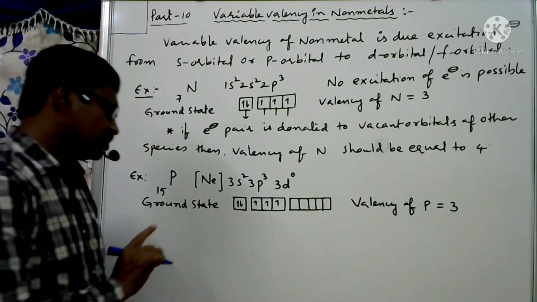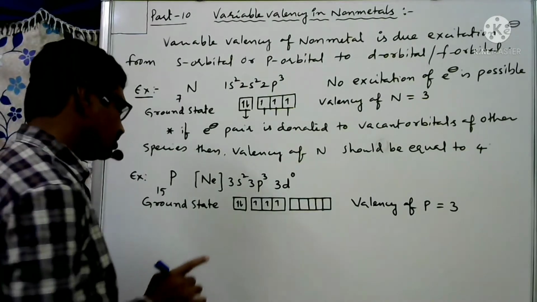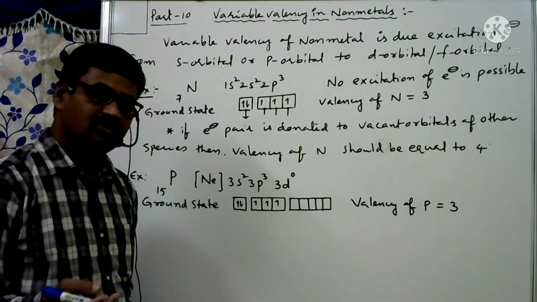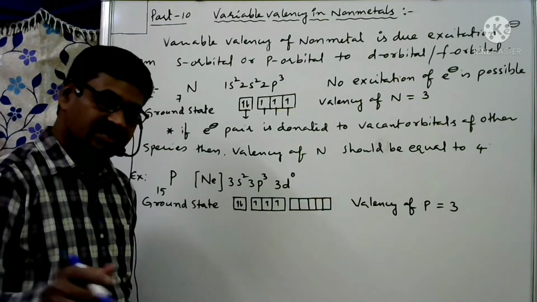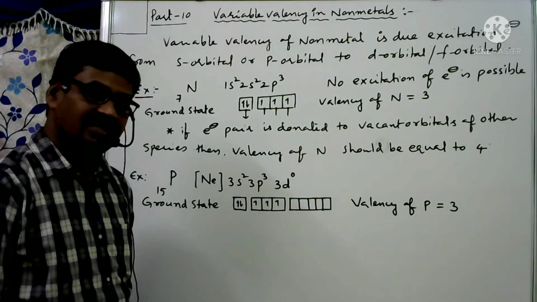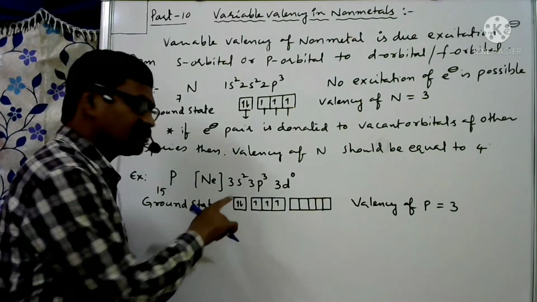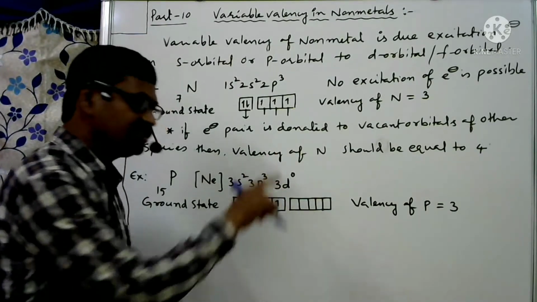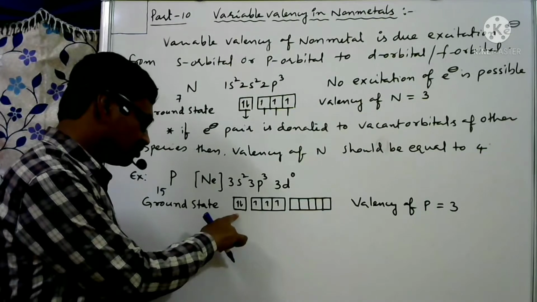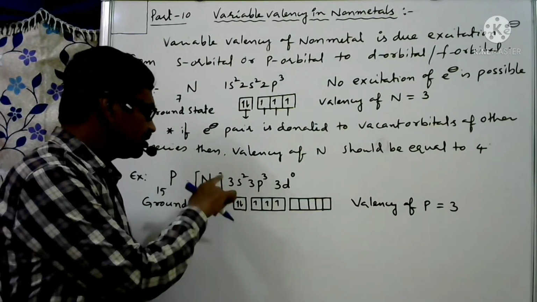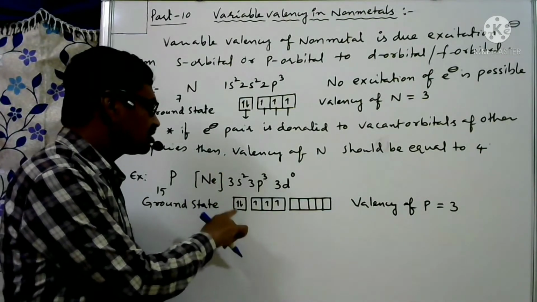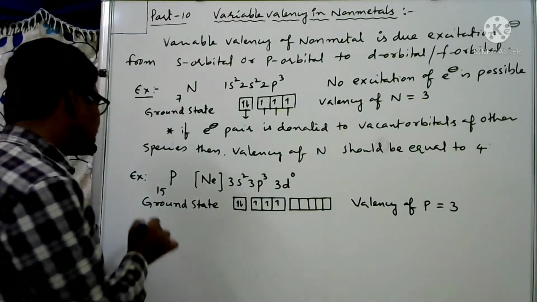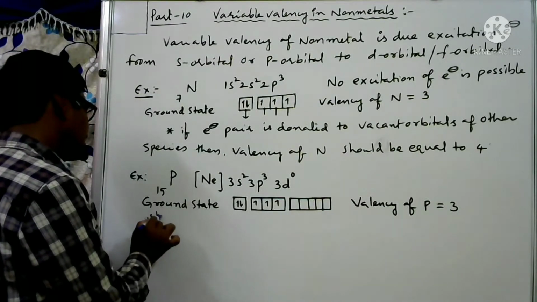Then there is a possibility for first excitation. Whenever phosphorus approaches other atoms or species to form a bond, due to those attractions it can release some energy. That energy is utilized by this electron pair, which splits into single electrons, and one electron jumps from here to this vacant d orbital. The s orbital electron pair splits and becomes single electrons, and one single electron enters the vacant d orbital. That is called the first excited state. Here I am writing first excited state.